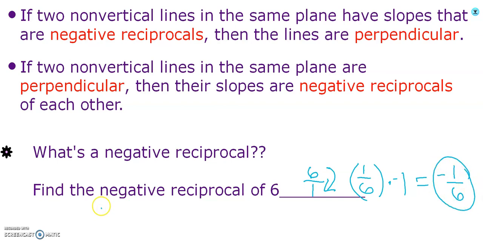You try it. What if you had the fraction 5/4? First you flip it, and then you multiply it by -1, and we'll get -4/5. These are negative reciprocals. They will give you the perpendicular lines that we're looking for. Negative reciprocal slopes.